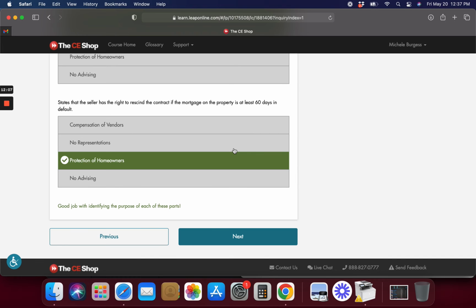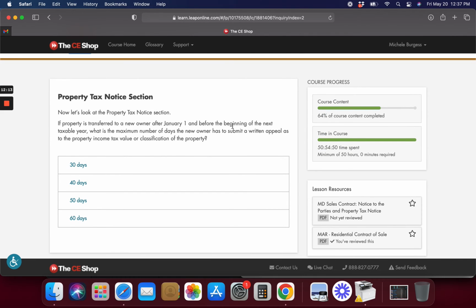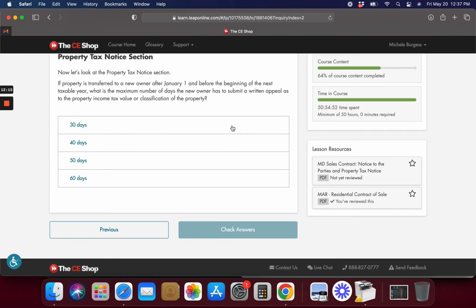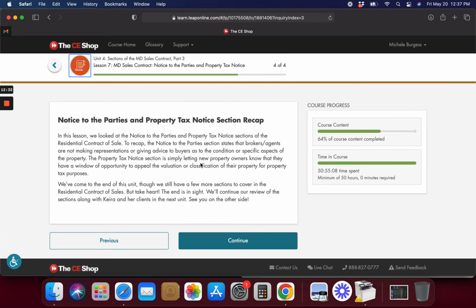Okay. Did I hit next? There we go. Let's look at the property tax notice. So, if the property is transferred to a new homeowner after January 1st, the beginning of a new taxable year, what is the maximum number of days the new owner has to submit a written appeal? I would believe 60 days. I'm just guessing. I got it. Good. 60 days. All right.